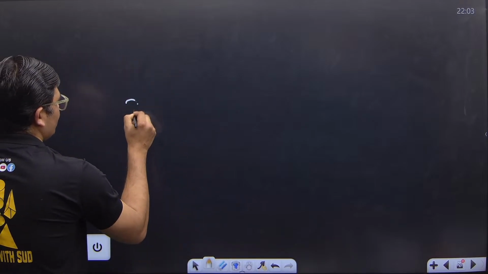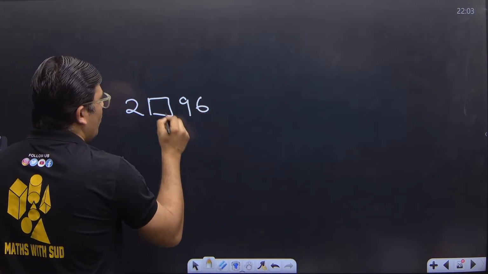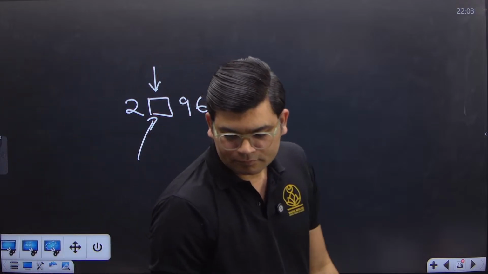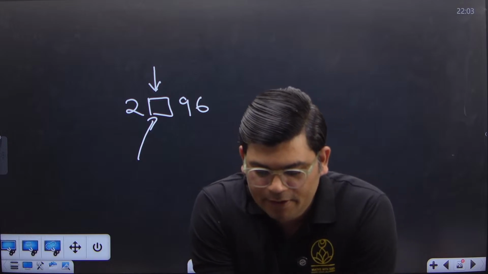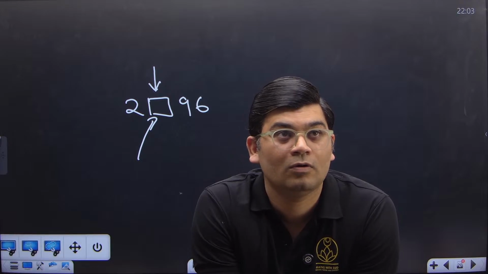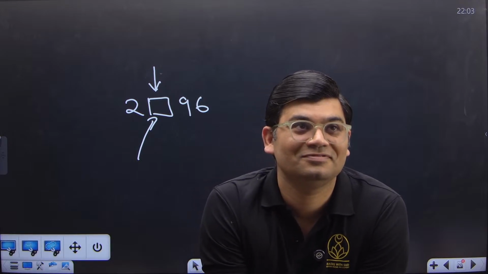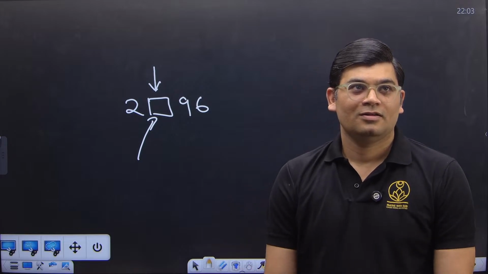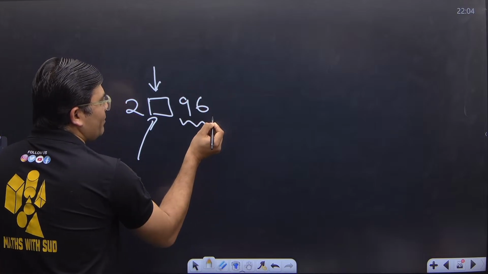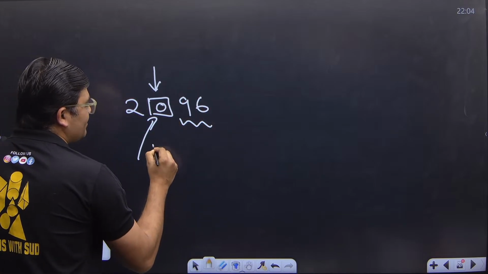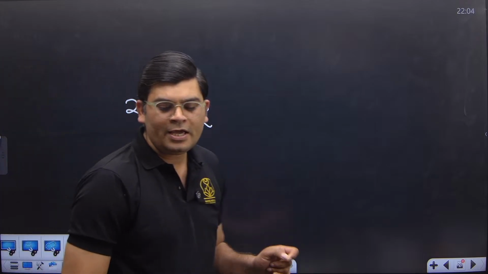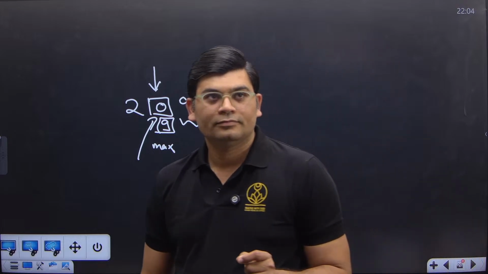Okay, last question. 2-96. What is the minimum number which can fit here so that this number is divisible by 4? Tell me. You are getting muted again. Okay, now you are unmuted. So here we will write: this number is always divisible by 4, so we have to put 0, and what is the maximum number? The maximum number will be 9.